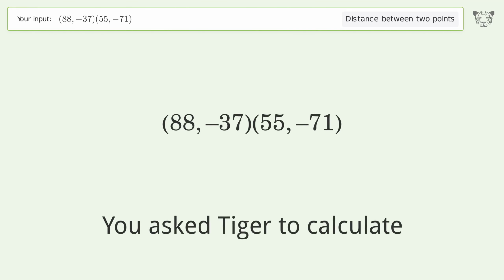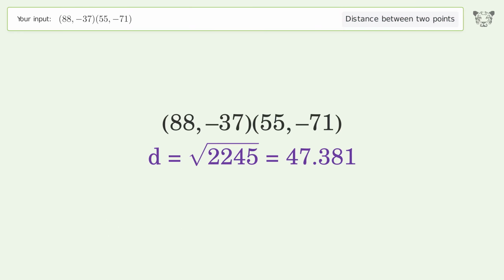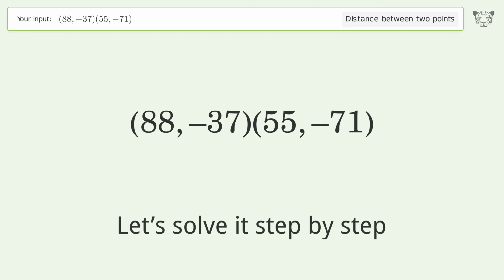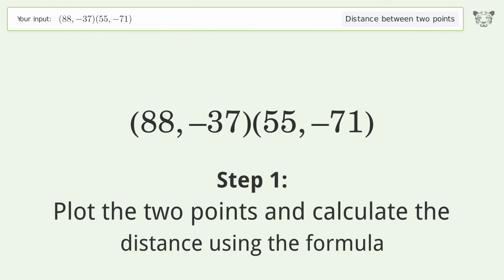You ask Tiger to calculate the distance between 2 points. The distance between the 2 points is the square root of 2245, or 47.381. Let's solve it step by step. Plot the 2 points and calculate the distance using the formula.